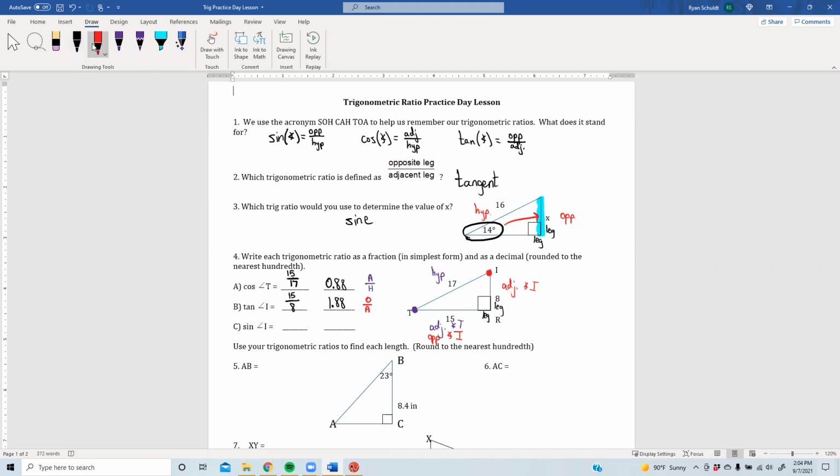And then we're still at angle I, and we want to do the sine of angle I. So remember, sine is opposite over hypotenuse. For opposite of angle I, we already said that was 15. And then what's our hypotenuse? 17. 15 over 17. Hey, we had that one earlier, but it's still going to be 0.88.